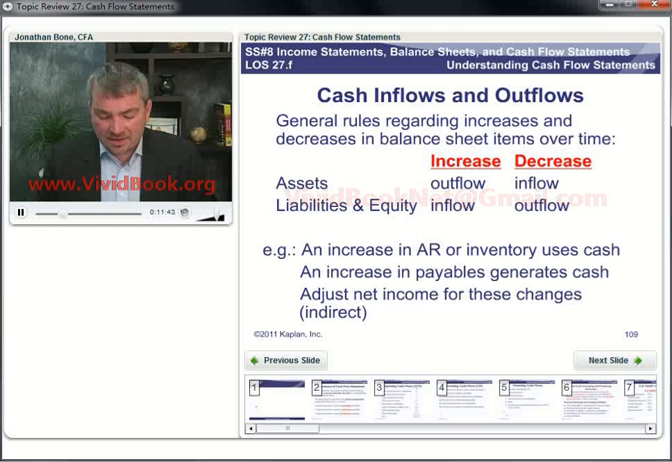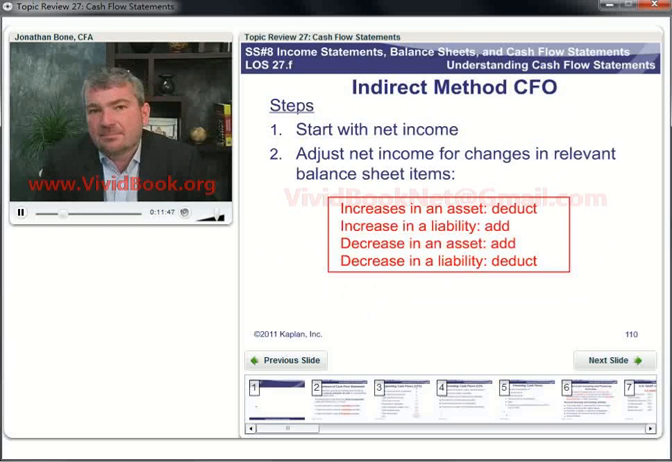Okay, so let's have a look at our indirect methodology here. We're going to start with net income. We're then going to adjust for any changes in relevant balance sheet items. Using the rule, an increase in a balance sheet asset should be deducted because it's a cash outflow. An increase in a balance sheet liability should be added because it's a cash inflow. A decrease in an asset should be added because it's a cash inflow. And a decrease in a liability should be deducted because it's a cash outflow.